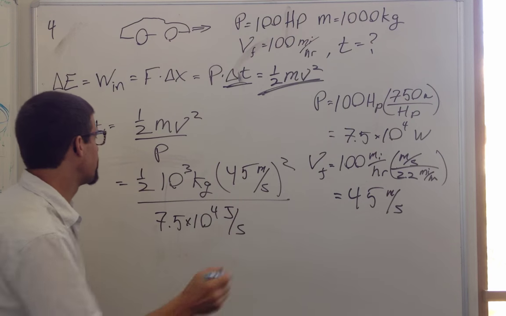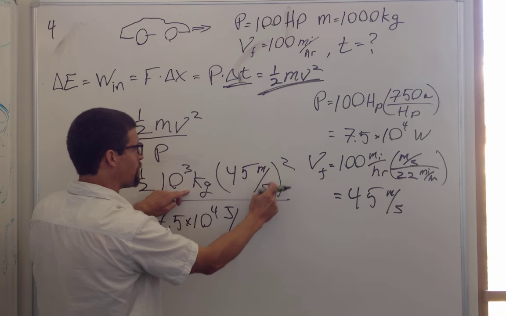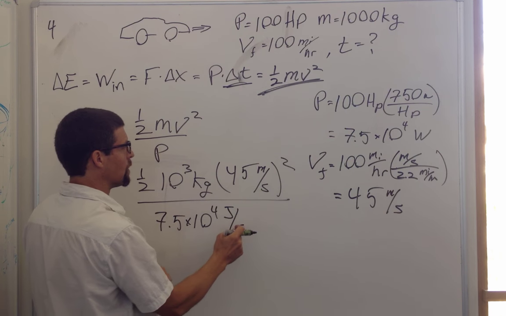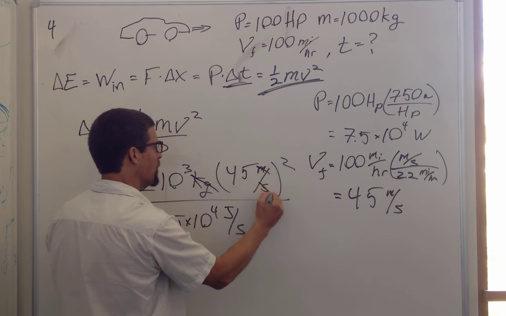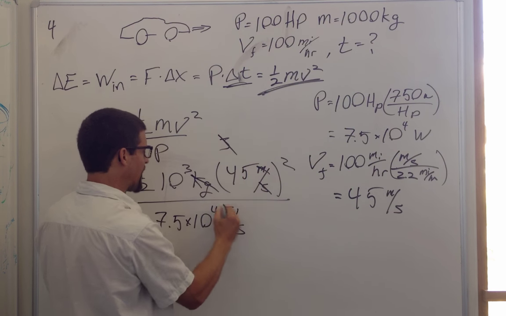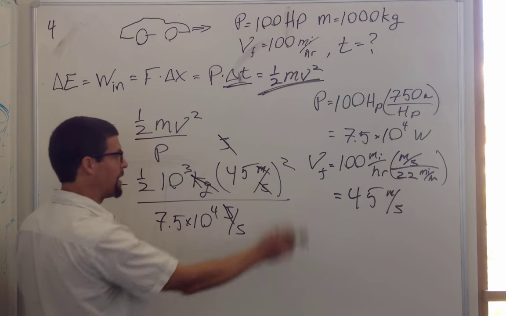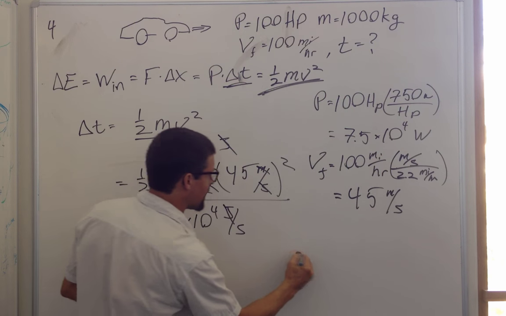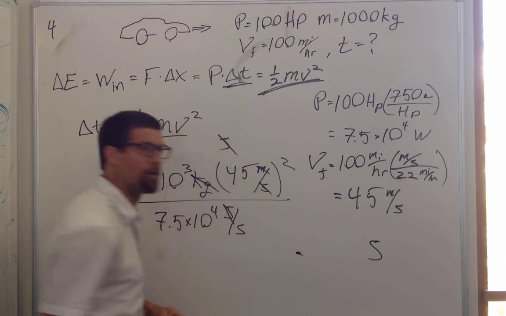Let's take a look at our units. We have a kilogram meter squared per second squared. That's a joule. So the joules cancel, leaving me with seconds in the denominator of the denominator, and I like it because that winds up being seconds in the numerator.